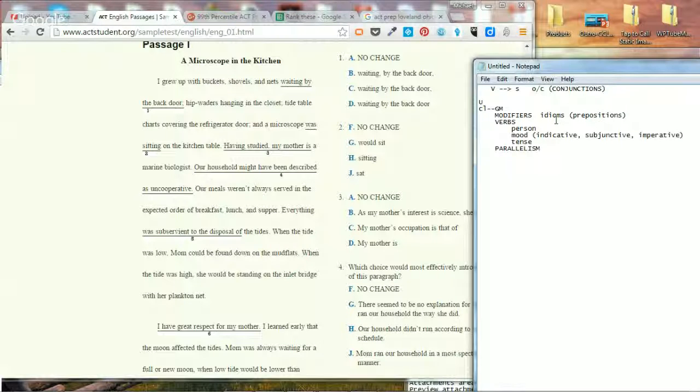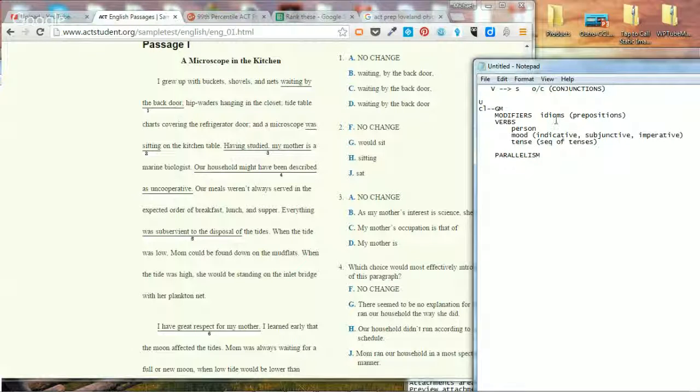Tense, we especially want to be aware of sequence of tenses. That's when we have a perfect tense, like a past perfect, present perfect, or a future perfect, in reference to another tense, like the past in reference to the past perfect. So the past perfect occurs before the past tense, like I had woken up after the dog went into the room. That's the sequence of tenses, and that includes all of those perfect tenses.